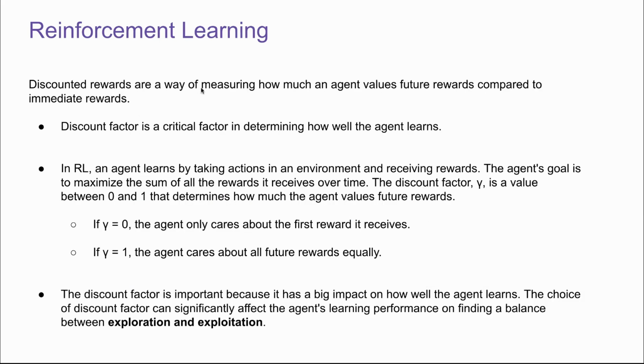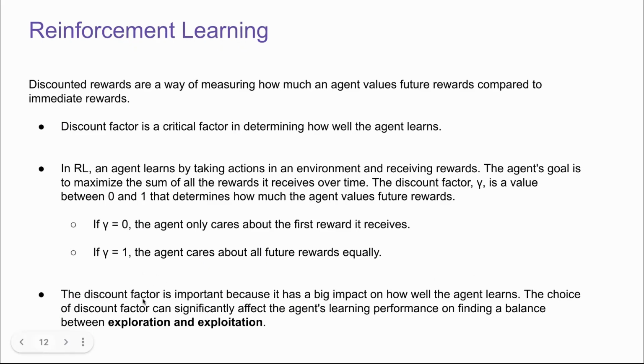So discounted rewards are a way of measuring how much an agent values future rewards compared to immediate rewards. Discount factor is a critical factor in determining how well the agents learn. In RL, an agent learns by taking actions in an environment and receiving rewards. The agent's goal is to maximize the sum of all the rewards it receives over time. The discount factor is a value between 0 and 1 that determines how much the agent values future rewards. So if this value equals to 0, that means the agent only cares about the first reward it receives. And if this value is 1, then it means the agent cares about all the future rewards equally. So the discount factor is very important.